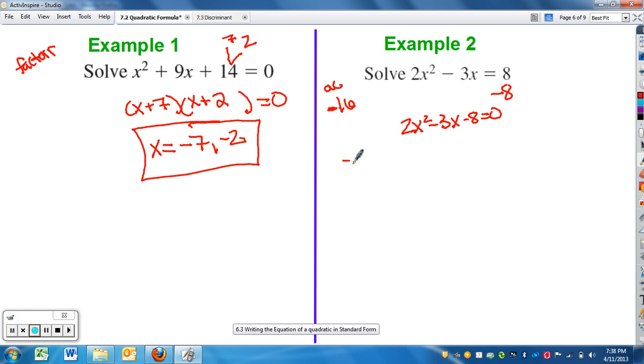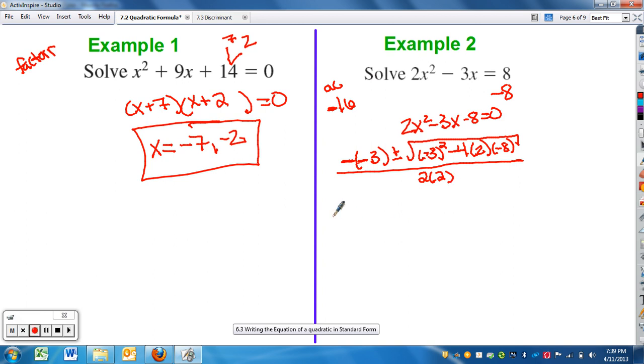So it's negative b, so negative 3, plus or minus. If you forget, just look at your notes. You should have it written down. b squared, negative 3 squared, minus 4 times 2 times negative 8, all divided by 2 times 2. All right, so simplify it in parts. We have negative 3, so it's 3 plus or minus.